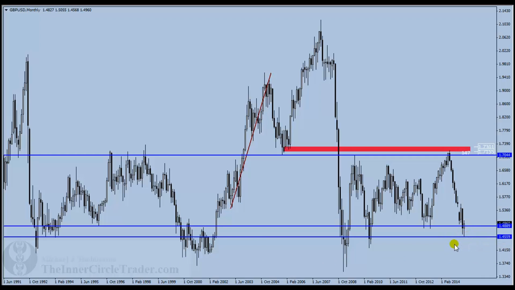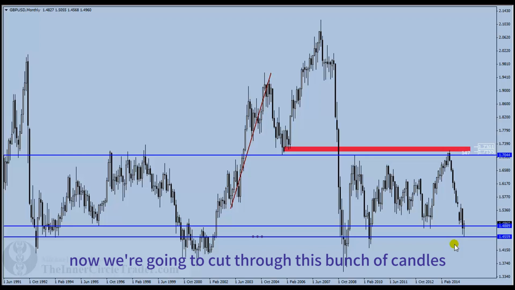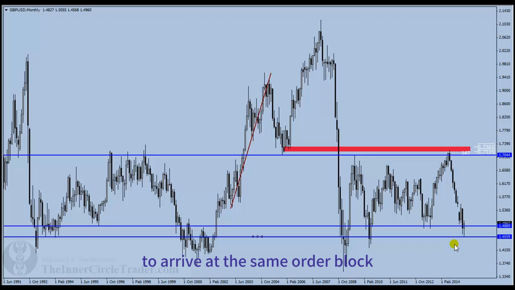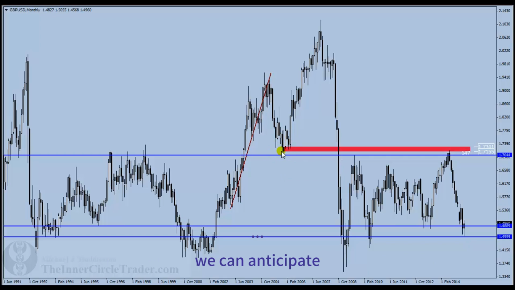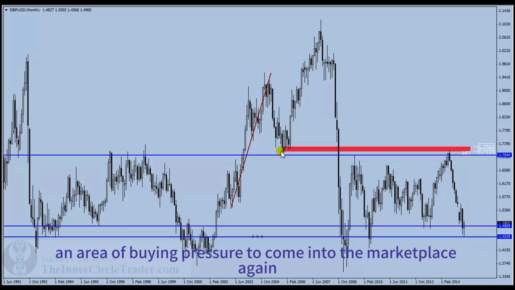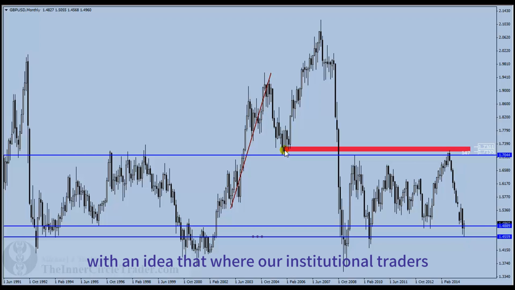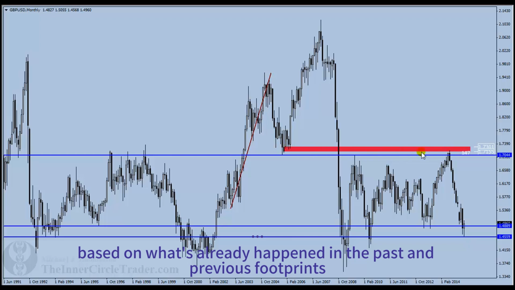So we're looking at higher time frame charts with an idea of where institutional traders are most likely interested in trading, based on what's already happened in the past and previous footprints that they've left. Because if they were interested in buying it back here, that's a significant price level if we get back to it again, especially if you understand what it means in the grand scheme of things. If this position was a buy and it went through it here, they're going to want to get out of that there when it gets back to it, to mitigate that.